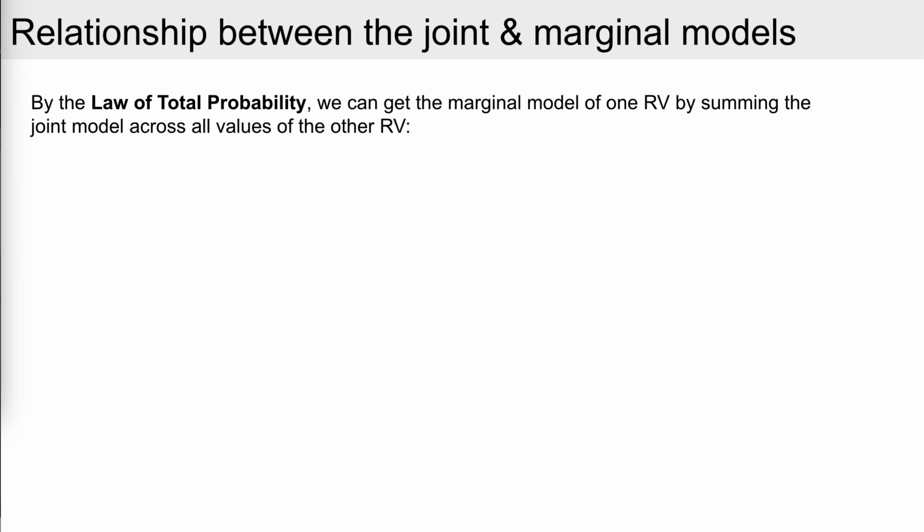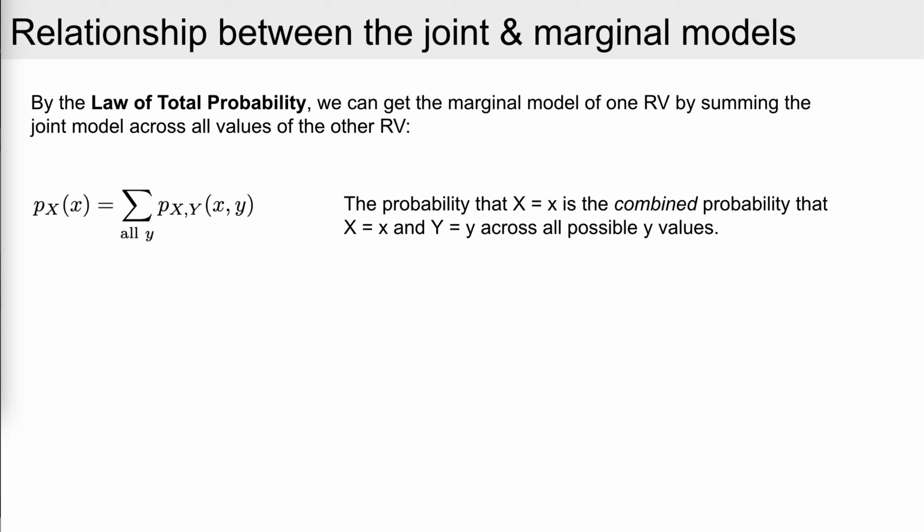In general, by the law of total probability, we can get the marginal model of one random variable by summing the joint model across all values of the other random variable. For example, the PMF of X is the joint PMF of X and Y summed across all y values. That is to say, the probability that X equals little x is the combined probability that X equals little x and Y equals little y across all possible y values.